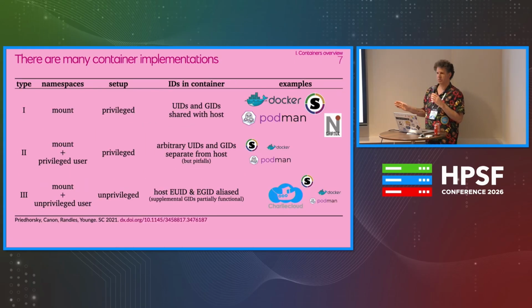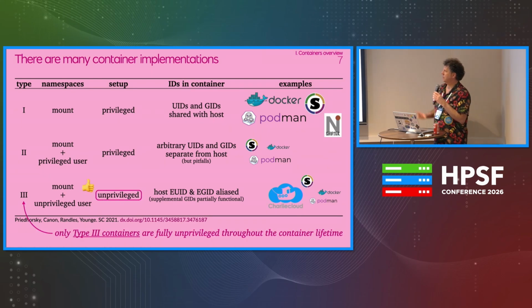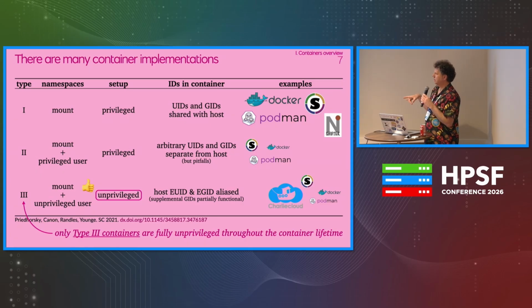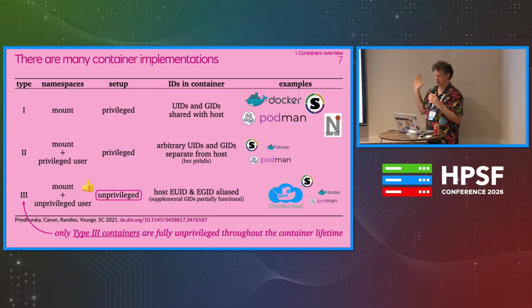There are many container implementations. We're not going to go into this slide in too much detail. The thing I want to emphasize is that these are different privilege levels. And we like a type 3 container, what we call a type 3 container because of the unprivilegedness, right? This is the only way to get a fully unprivileged container workflow through the whole thing, right?